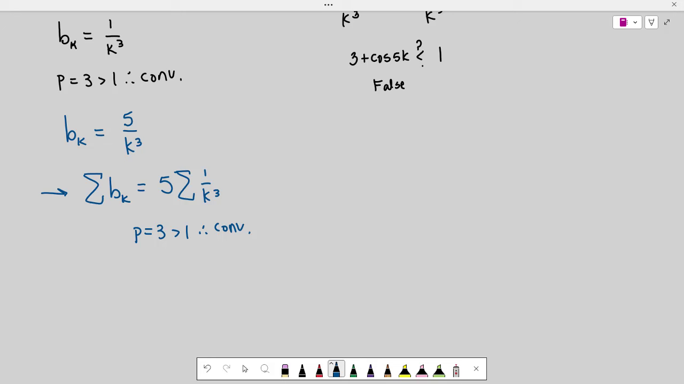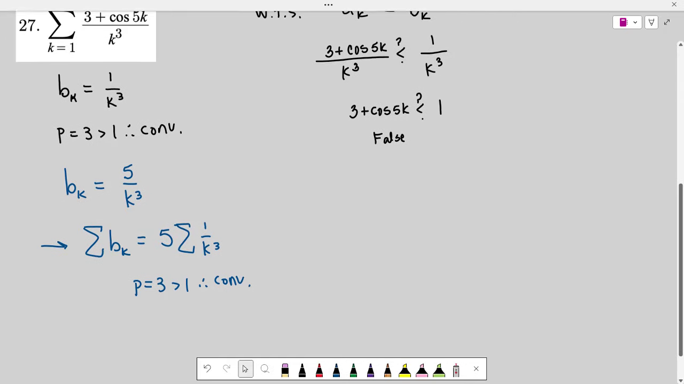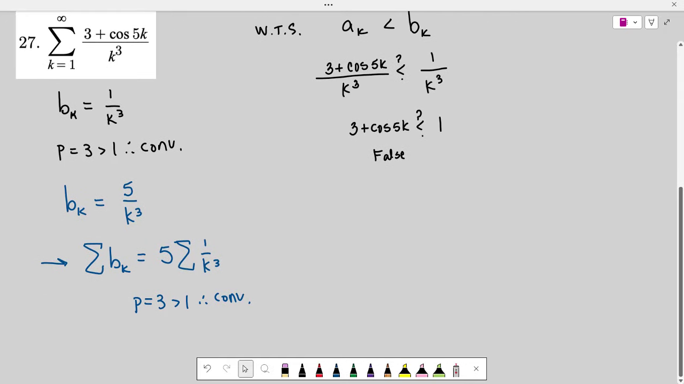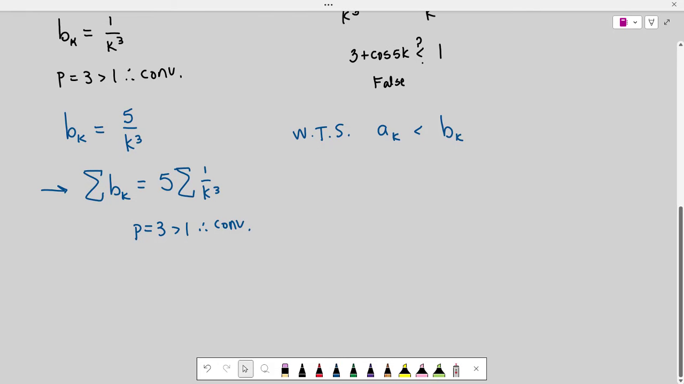So now we have a different b sub k. Instead of jumping to the limit comparison test, we're saying, hey, let's choose a different b sub k. This b sub k also generates a convergent series. So with this b sub k, we still have the same thing that we want to show. We want to show that our a sub k is less than b sub k. Now we can do it.